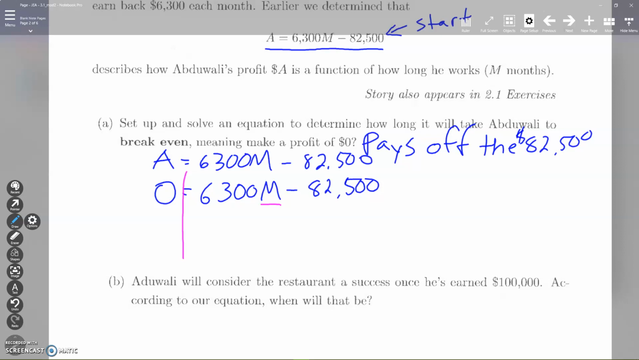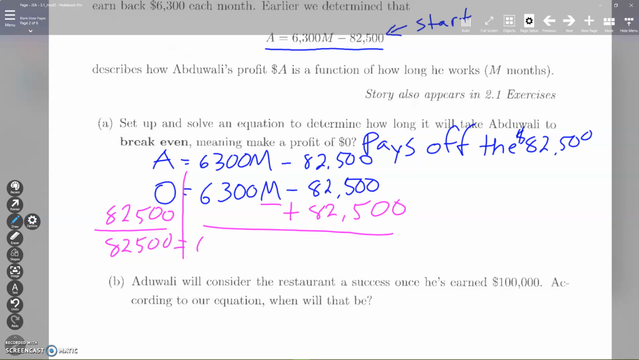So we're going to start by adding that 82,500 back on. We're going to add that back onto our equation. And so we'll get it looking like this. And what this means, now we've got a new version of the equation. And what this means is how many months will it take him to pay off the $82,500? That's what this equation is saying. This 82,500 equals 6,300 m. It's saying how long will it take him to pay off $82,500?